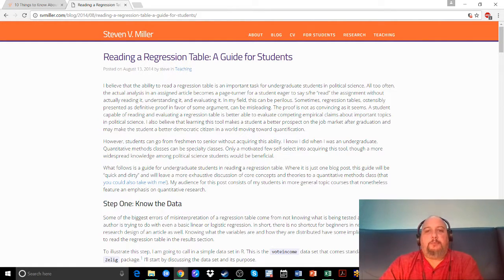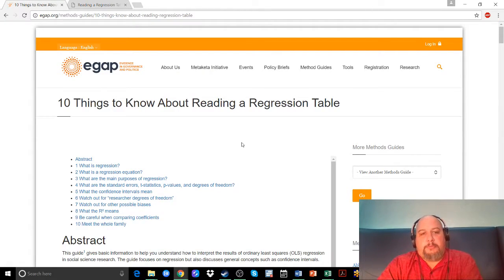So what are they? Well, if we come to this website where we've got reading a regression table, a guide for students, and this website, 10 things to know about reading a regression table. A lot of the stuff that I'm going to be talking about can be found on these two websites. I would suggest that you spend some time looking at them. Most people learn the math that you need to know to conduct linear regression analysis in about 6th grade. The application, the interpretation is what you have to learn later.